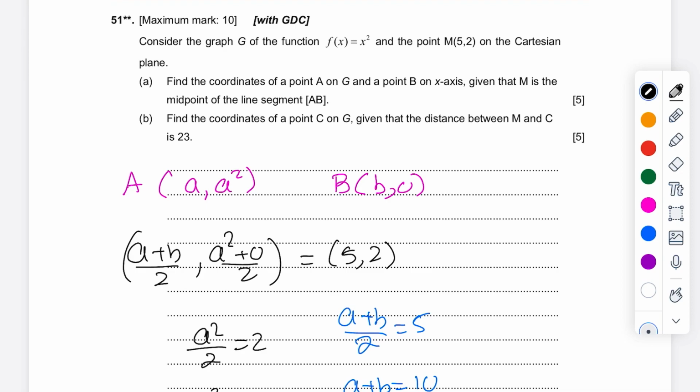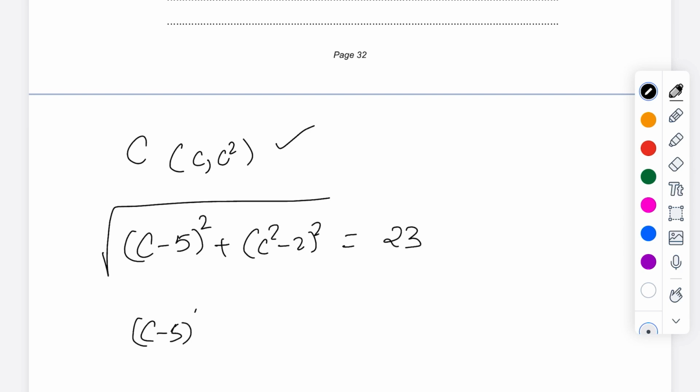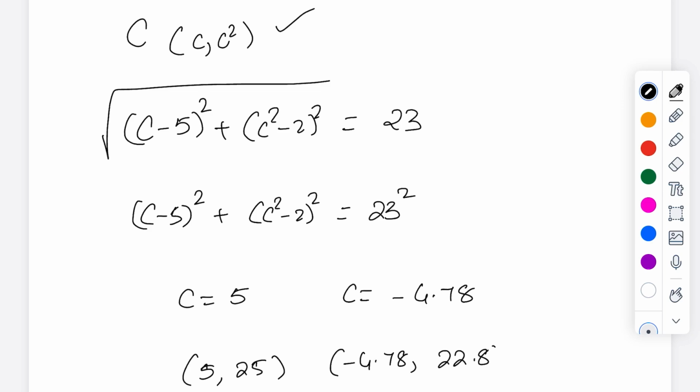Coming to part C, find the coordinates of the point C on G given that the distance between M and C is 23. So any point on G will be (c, c square). Now the distance will be (c minus 5) whole square plus (c square minus 2) whole square equals 23 square. Now you can use GDC to solve this one or directly use a quadratic. You get c equals 5, c equals negative 4.78. So from there, the point is (5, 25) or (negative 4.78, 22.8). That's going to be the answer.